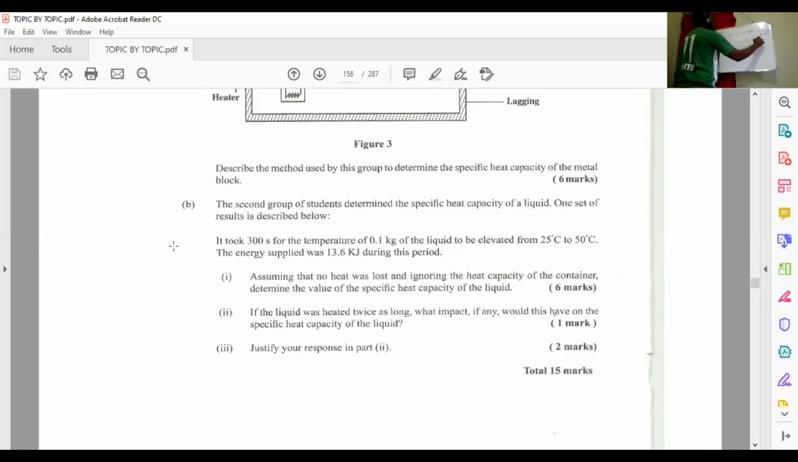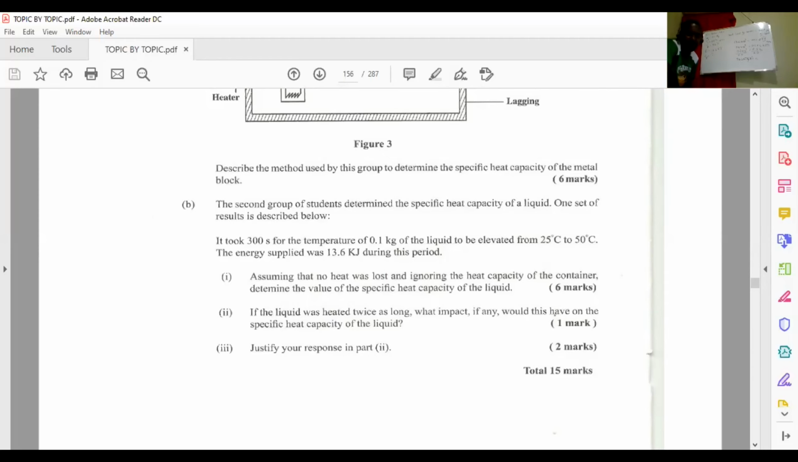That's equal to MC delta T of your liquid. So the mass of the liquid is 0.1, the C of the liquid is unknown. The change in temperature would be 50 minus 25, so we get 25 there. So we get 2.5 C, 13.6 times 10 to the 3, divided by 2.5 on both sides. So we get C to be 5,440 joule per kilogram per Kelvin. Any questions from this?